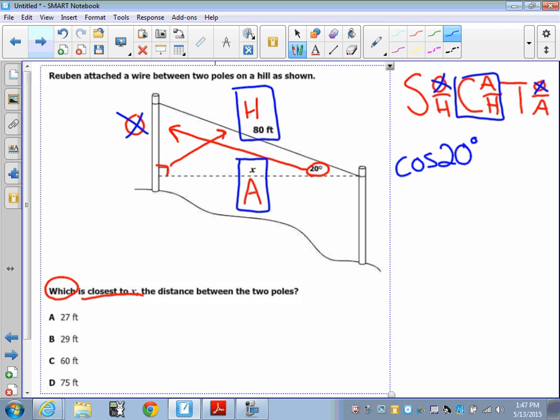Cosine of 20 degrees is equal to adjacent, which is x, over hypotenuse, which is 80. Since x is in the numerator, it's up high. That means I'm going to multiply both sides by 80. So I have to get my calculator out.